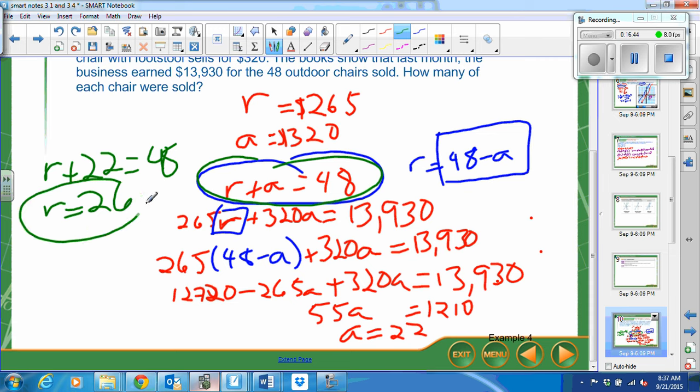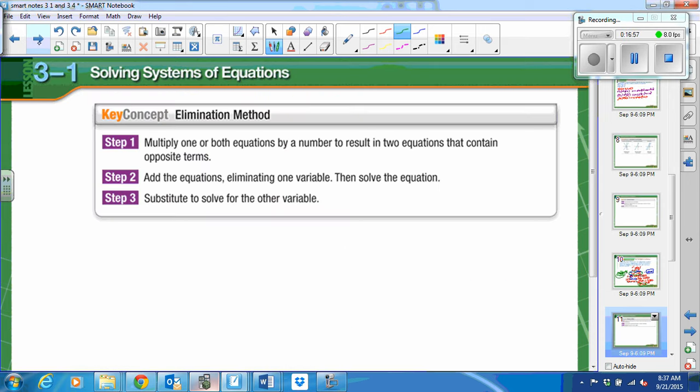And so you would want to summarize your answer and label it, telling me that they sold 22 Adirondack chairs and 26 rocking chairs. And I'm writing with my finger right now, so it would take me a while to do that, but know that you should always label your answers in word problems.